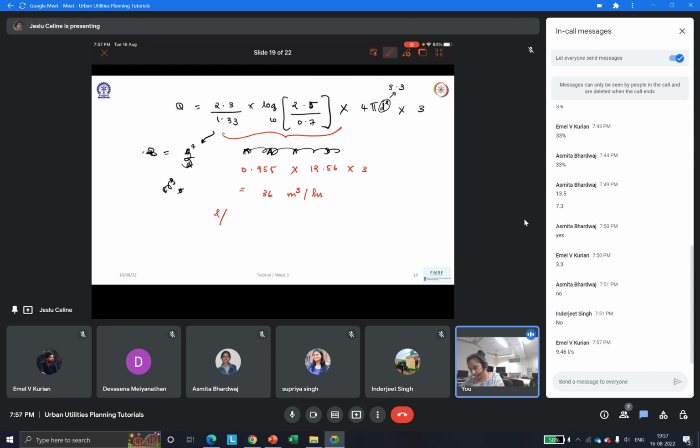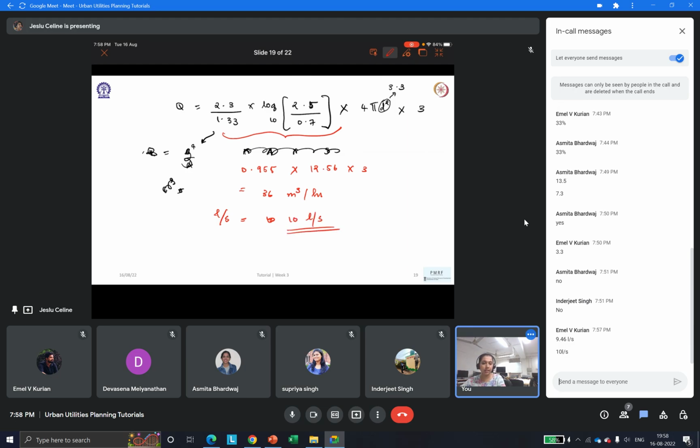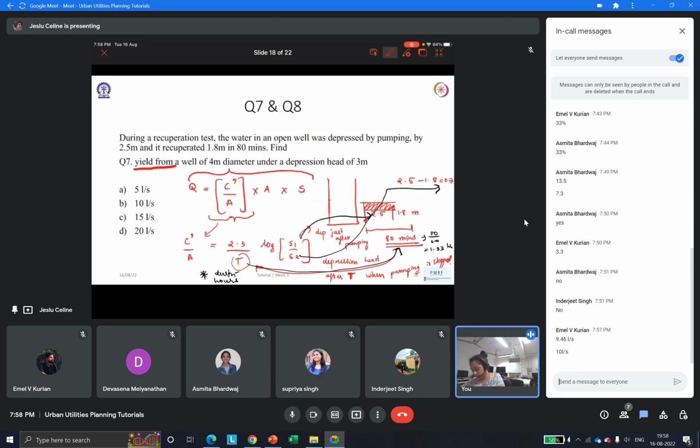It's converting into liters per second. Approximately, I got 36 liters per second, so it comes up to 10 liters per second. Yeah, 9.46. You're approximately near, because then we can look into the answer options. So the nearest answer is what Emil got, and my calculation was a different method. So 10 liters per second is the answer.